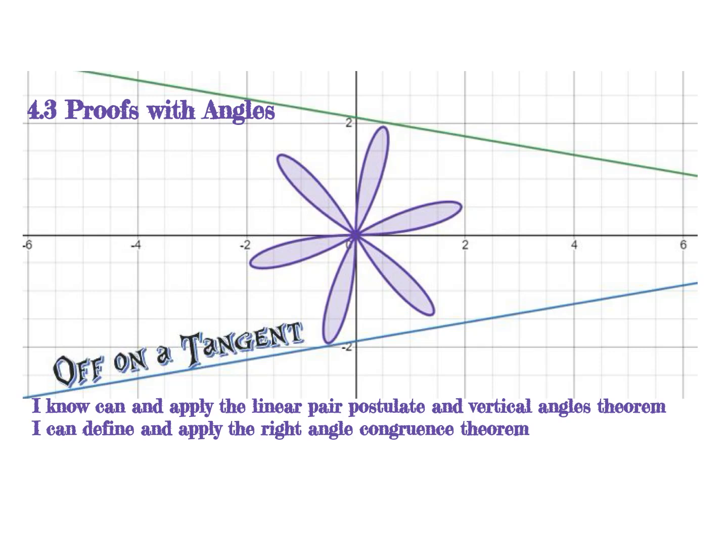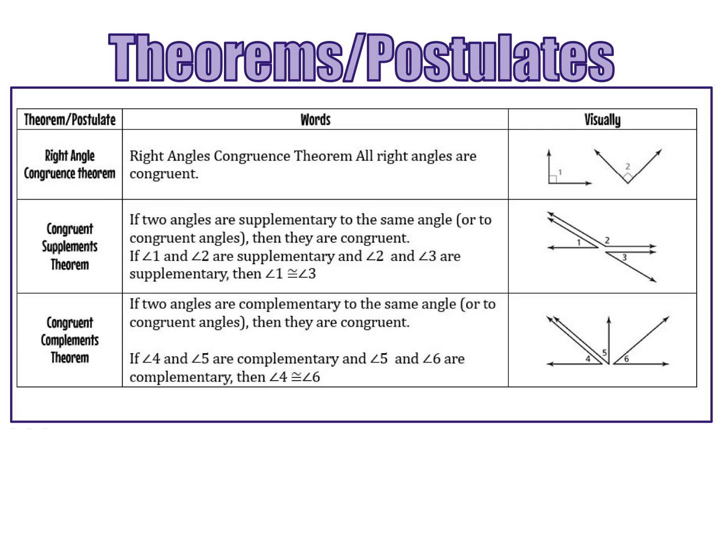Hello and welcome. In this video, we're going to really focus on proofs involving some of the angle work we have already been doing. Our objectives in this lesson are that I know and can apply the linear pair postulate and vertical angles theorem, and that I can define and apply the right angle congruence theorem. So don't be overwhelmed. There's a lot of proofs in this lesson, but we're really going to focus on how to think through them. Let's go ahead and jump in.